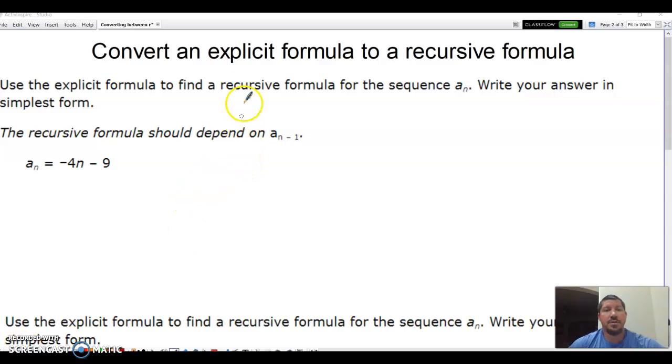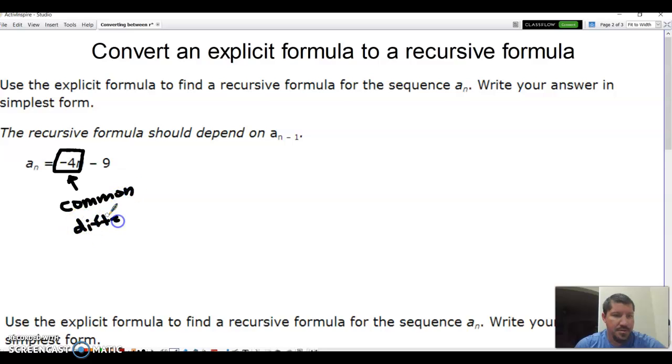Alright, so now we're going to go from explicit to recursive. This is even easier. So again, this is an arithmetic sequence because it's a linear function. The real key to this is right there. That is our common difference. Okay, which means the a sub n in recursive is a sub n minus 1 minus 4.